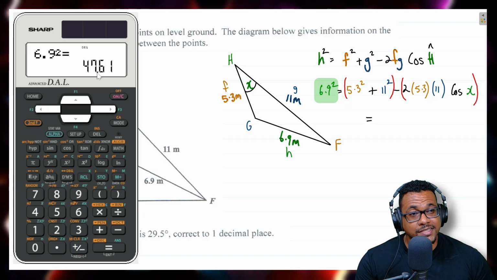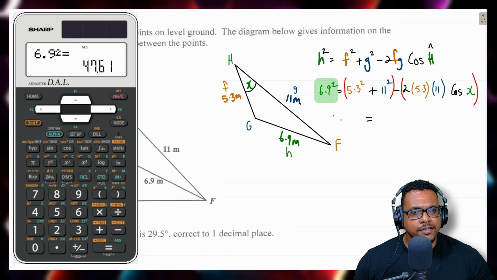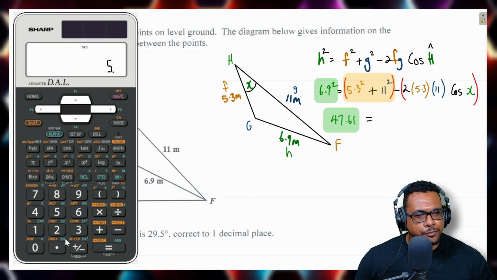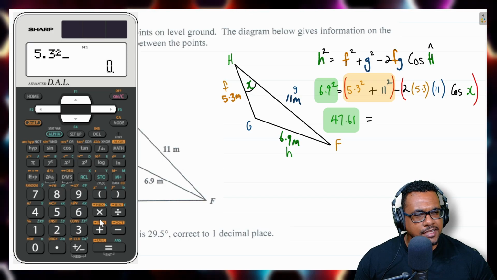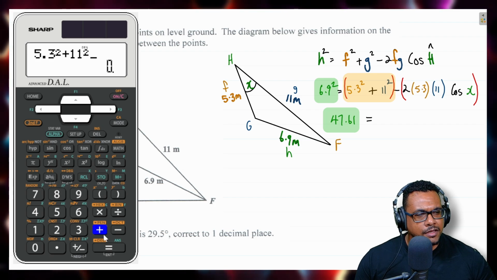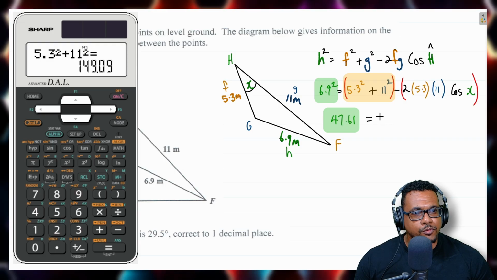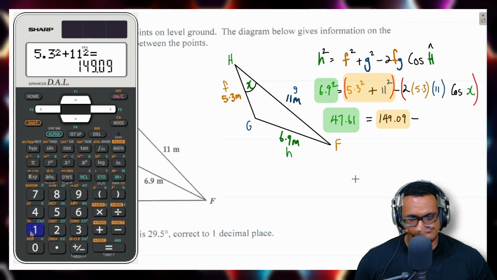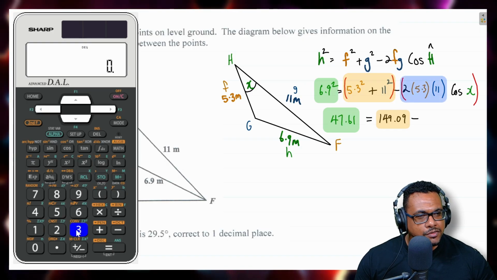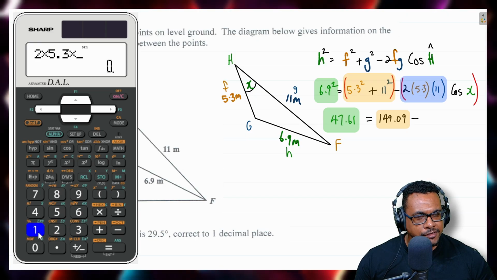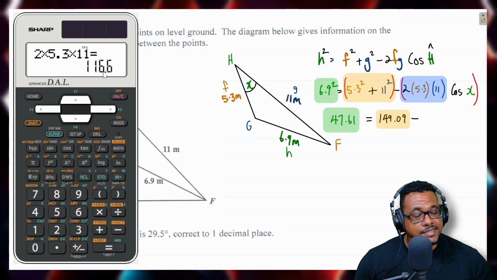We get 47.61. All right. So we have 47.61. Then we have 5.3 squared plus 11 squared. And we get 149.09. So we have 149.09, take away. And then we're going to work out the 2 times 5.3 times 11. Okay, and we get 116.6.